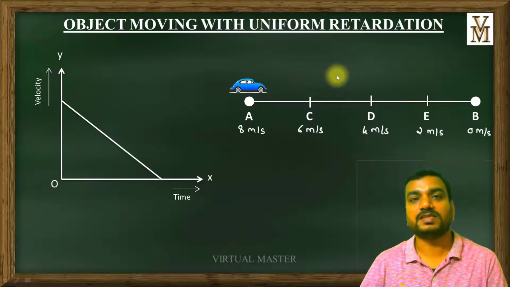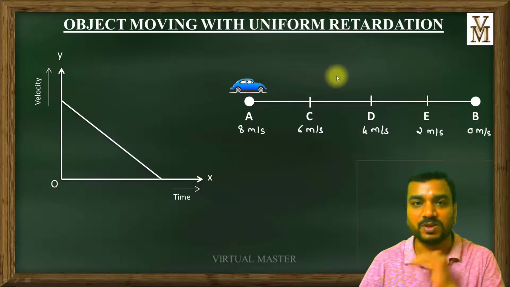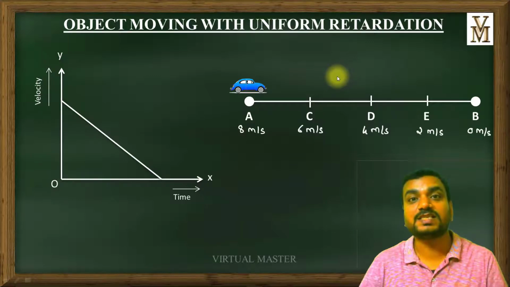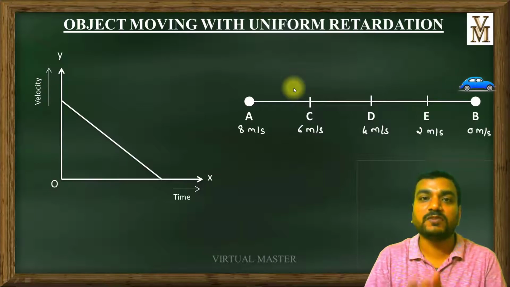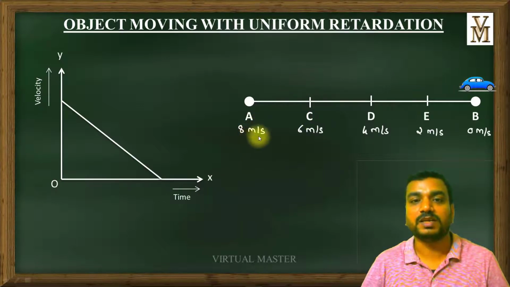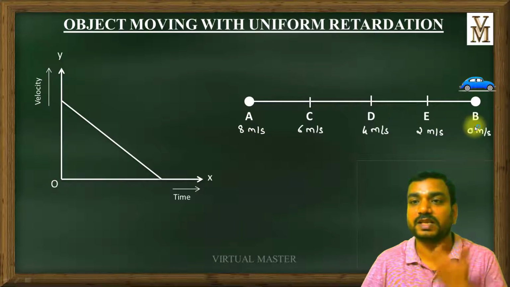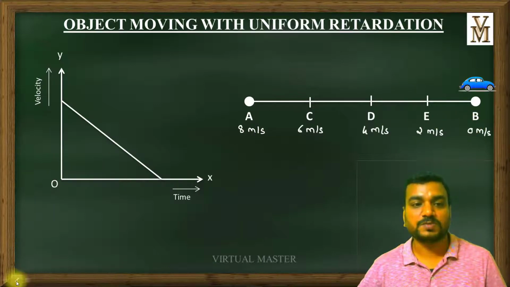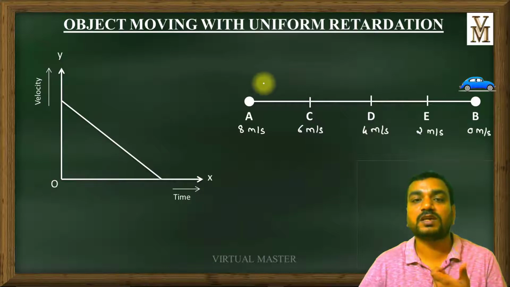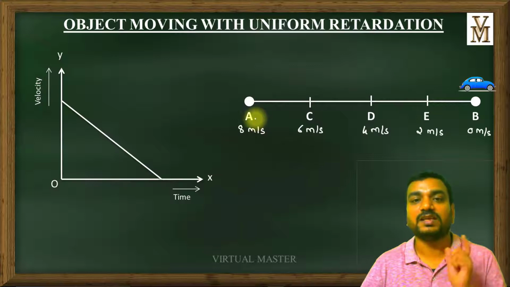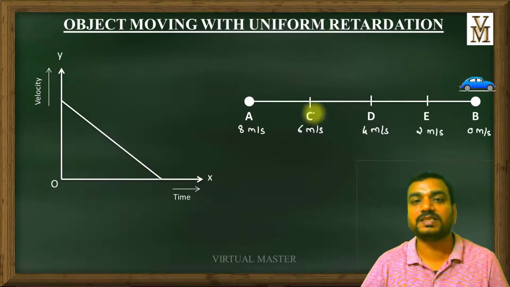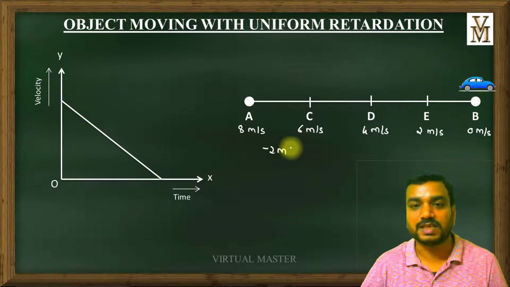In uniform retardation, the object will be moving with decreasing velocity, and the velocity will be decreasing at a constant rate. To understand this better, let us take one example. Let us consider a car moving from point A to point B, with an initial velocity of 8 meter per second, and the car comes to rest at point B. If you observe properly, the velocity of the car is decreasing at a constant rate. The change in the velocity between point A and C is minus 2 meter per second.